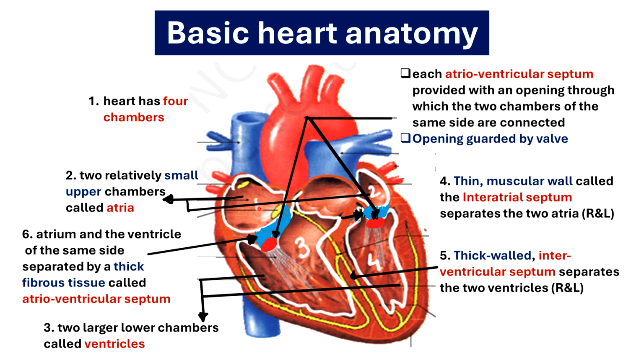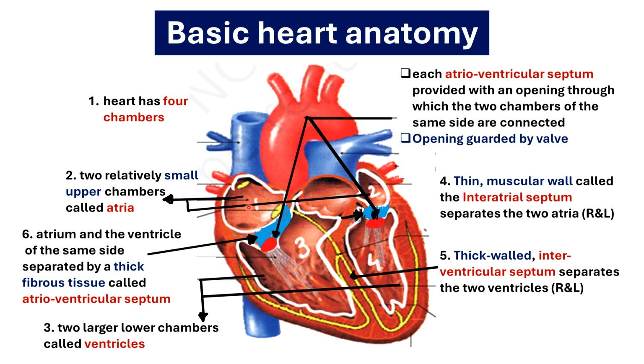Between the 2 atria, there is a thin muscular wall that separates them, and we call it the interatrial septum. Is that clear? And between the 2 ventricles, there is a thick-walled layer that separates them. We call it the interventricular septum. So between 1 and 2, the interatrial septum. Between 3 and 4, the interventricular septum. Right? Next, the atrium and the ventricle of the same side. This is your right side, this is your left side.